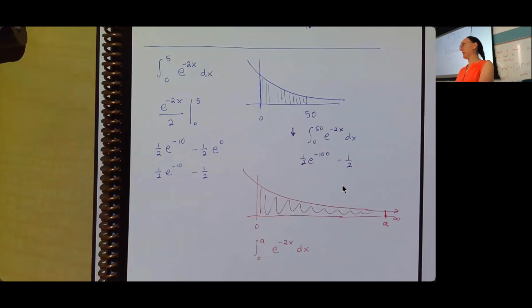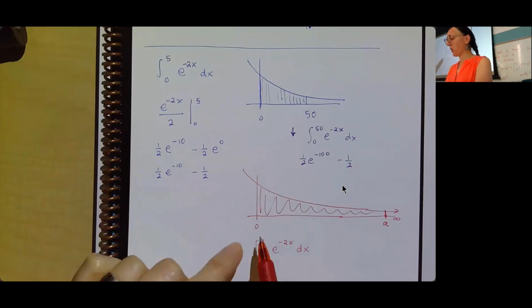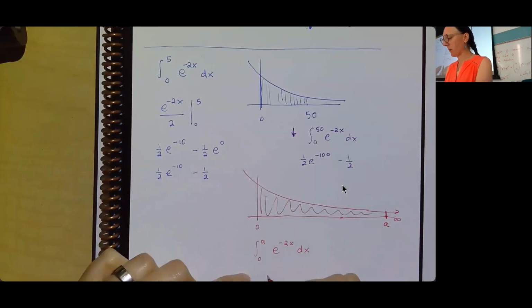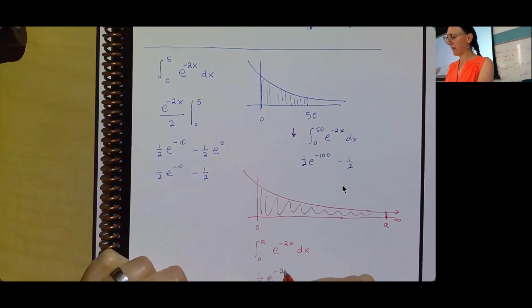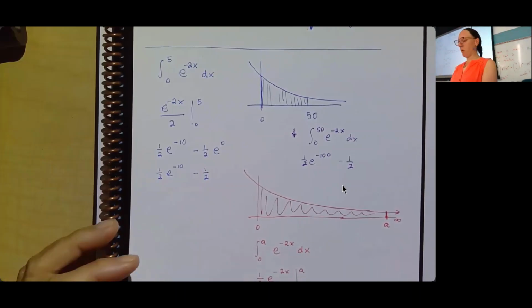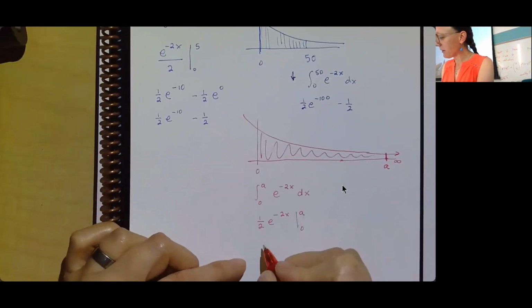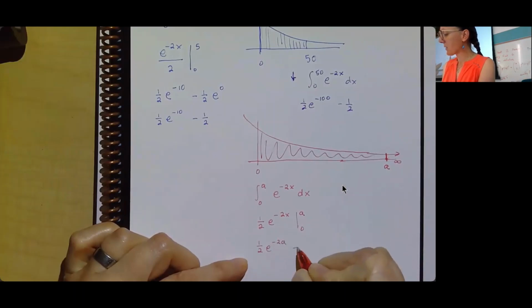Let's actually do it. So I'm just going to go from 0 to A at the moment. We already know what the antiderivative is. We're going to get 1/2 e to the negative 2x, going from 0 to A. Let me know if I get off the screen too far. Which means I'm going to have 1/2 e to the negative 2a minus, we know when we plug in 0, we get 1/2.